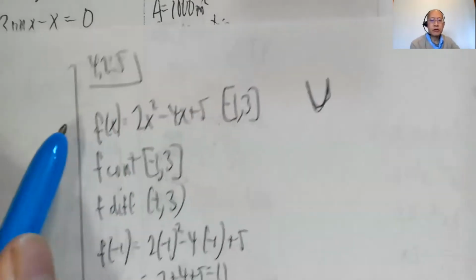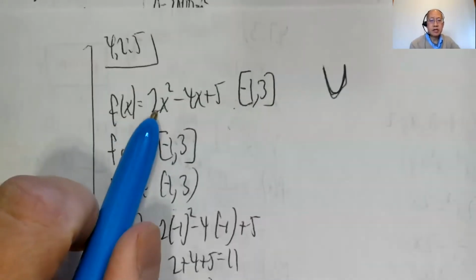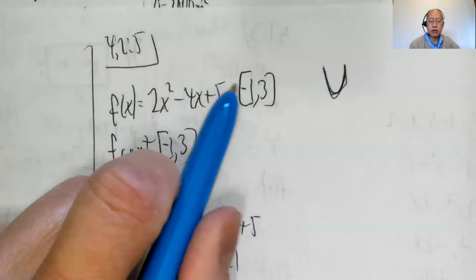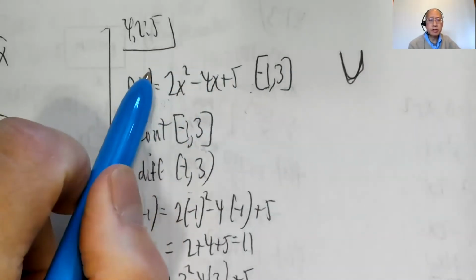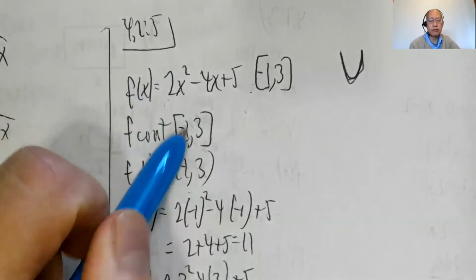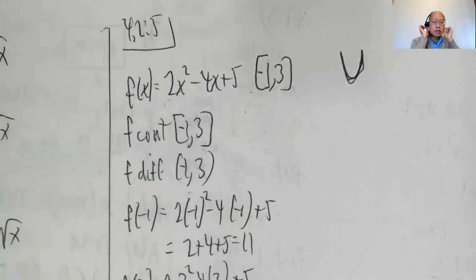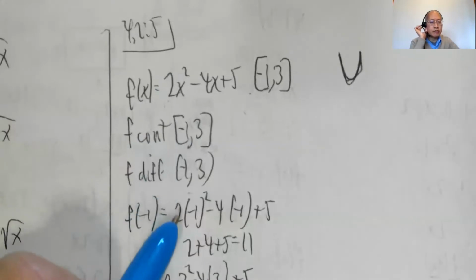4.2, number 5. Okay, f of x is 2x squared minus 4x plus 5 on the closed interval from negative 1 to 3. This is a polynomial. It's continuous everywhere. Therefore, it's continuous on the closed interval [-1, 3] and differentiable on the open interval (-1, 3).